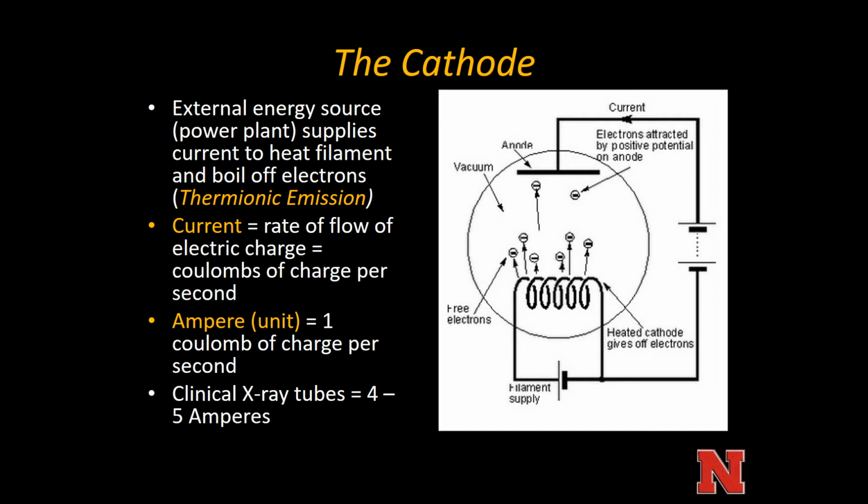Clinical X-ray tubes are usually around 4 to 5 amps. What people frequently get as a misconception is they think 4 to 5 amps is the X-ray tube current, which is true. So that's the current going through the X-ray tube itself. However, that's not what we're going to be exposing the patient to.